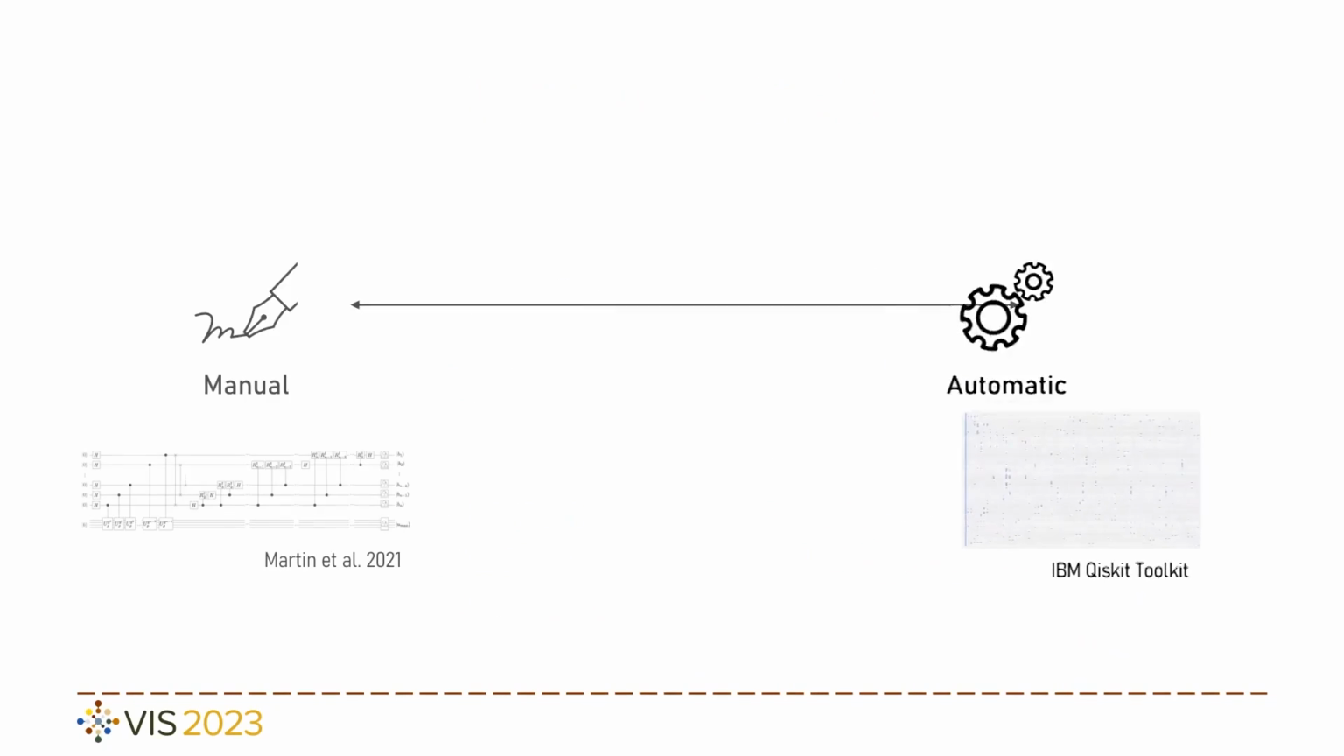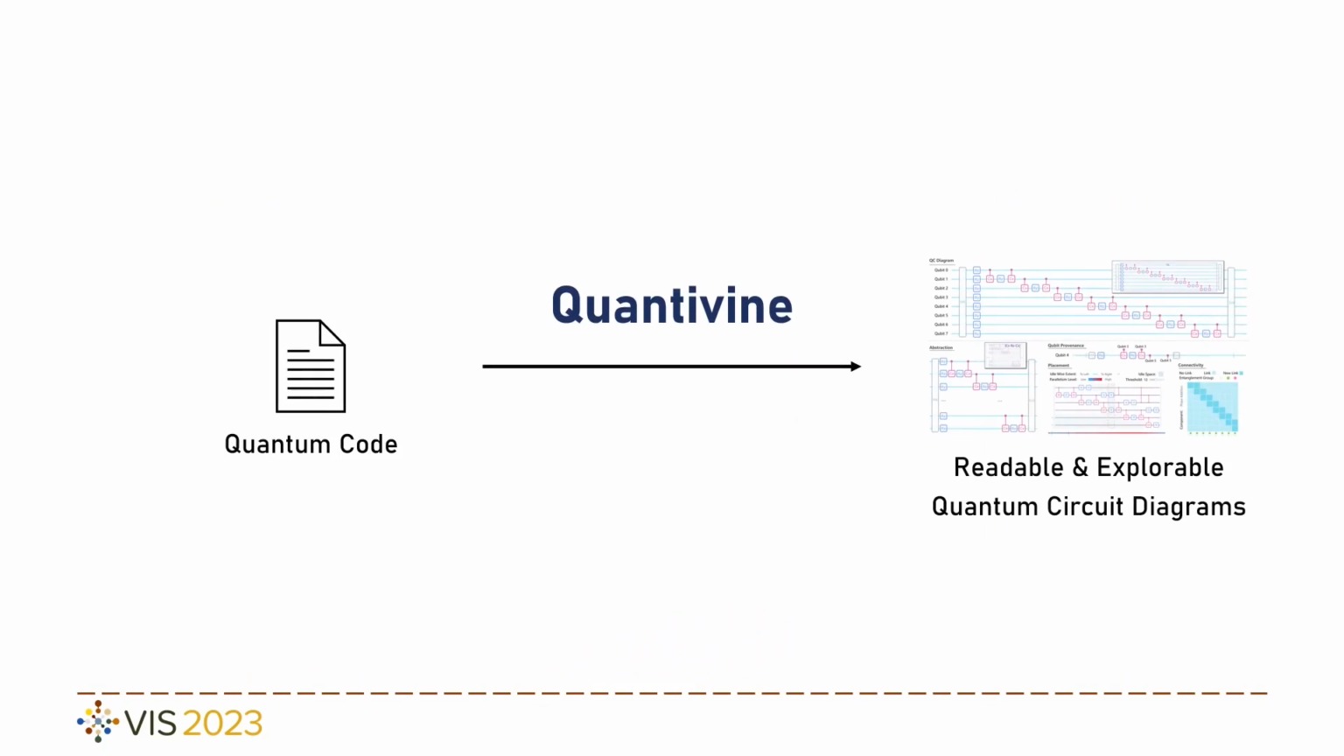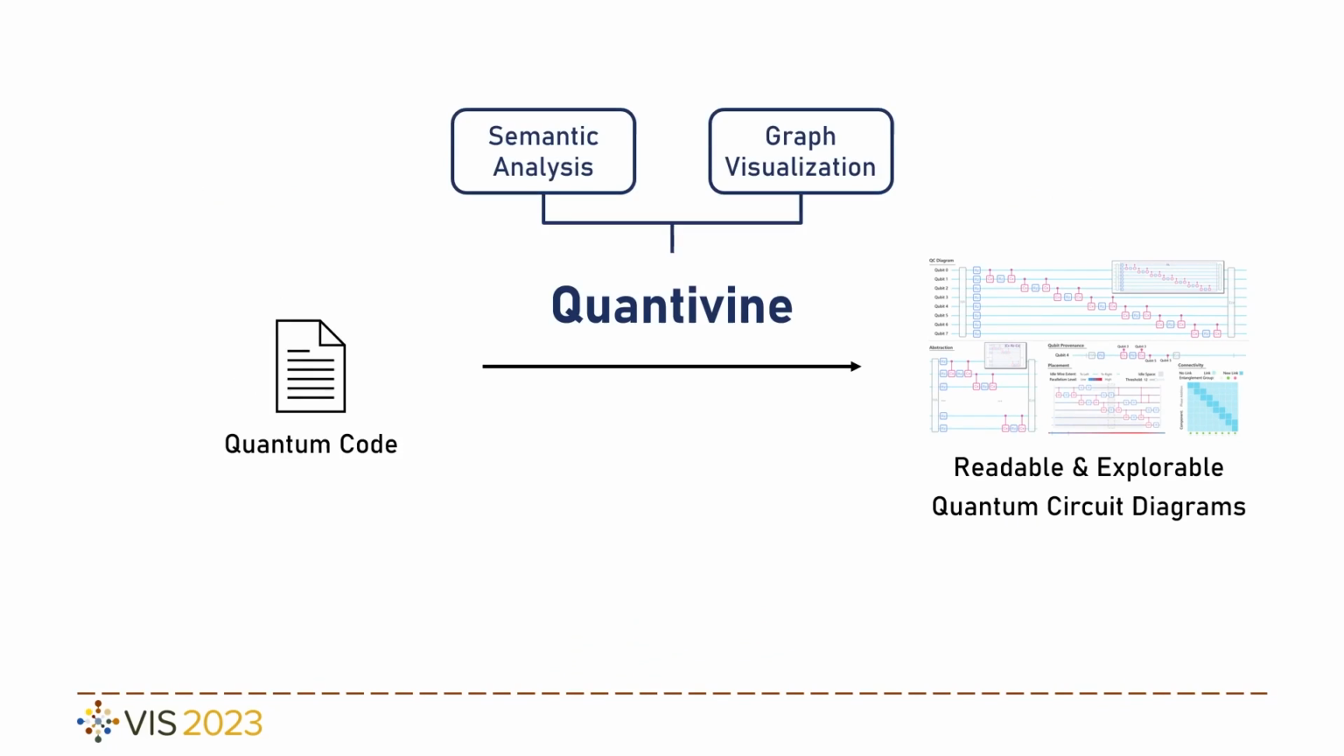To address these limitations, we propose Quantivine, which combines the advantages of previous methods and offers a solution for large-scale quantum circuit visualizations. Our approach takes quantum code as input and generates a series of readable and explorable quantum circuit diagrams by leveraging semantic analysis and graph visualization techniques.